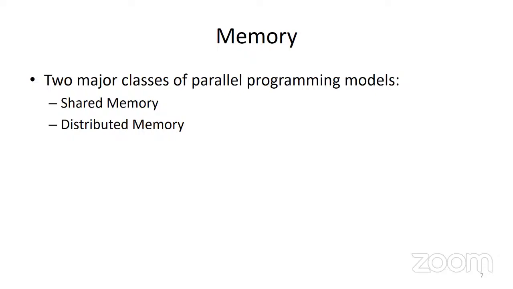Shared memory is where multiple processors actually share the same physical memory. So this is called shared memory. And in the case of shared memory, what is the advantage? That you can easily program it, and efficient data sharing is possible.